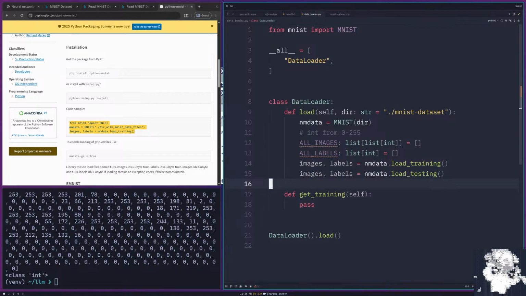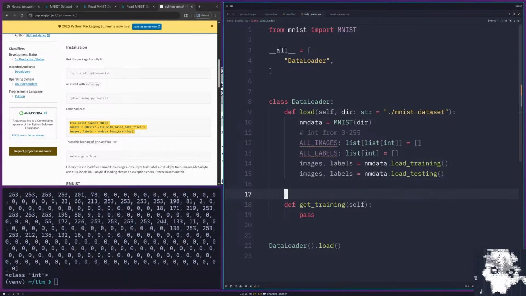All right, so load training, load testing. The format that they have for training and testing is not the format that the book wants us to use. The book wants us to have 50,000 training, 10,000 validation, 10,000 testing. So we're going to do this.